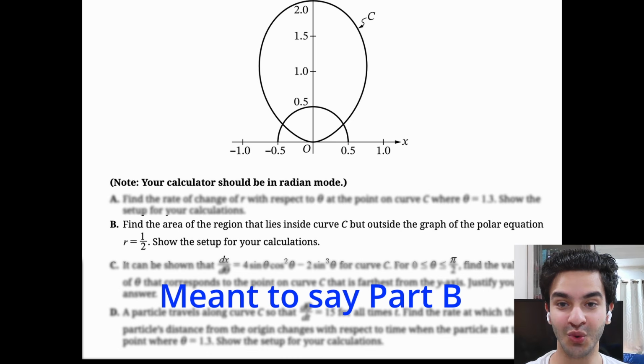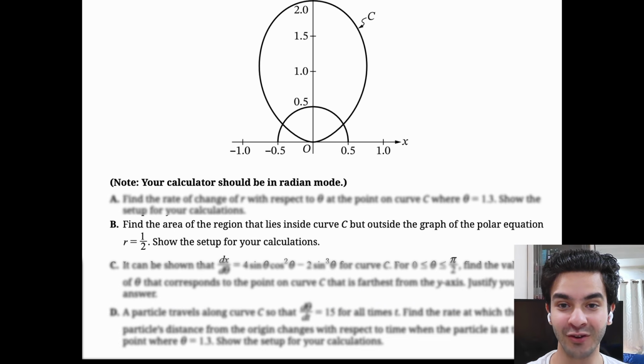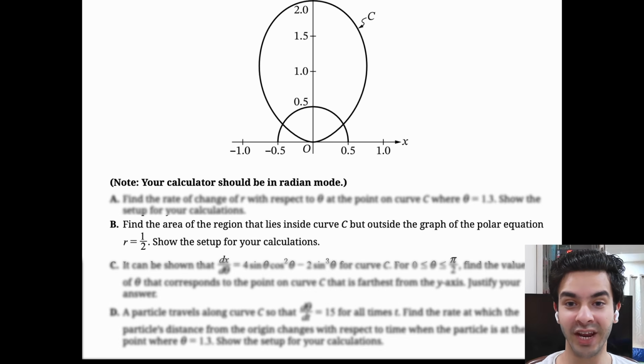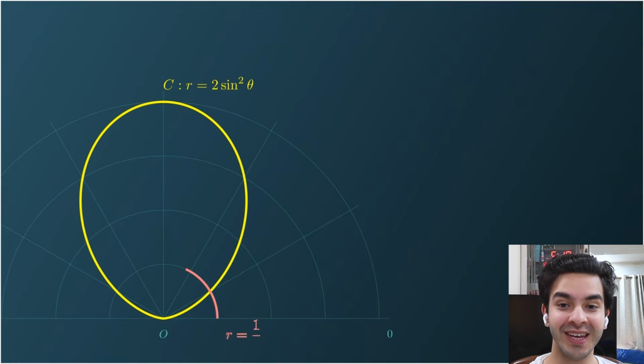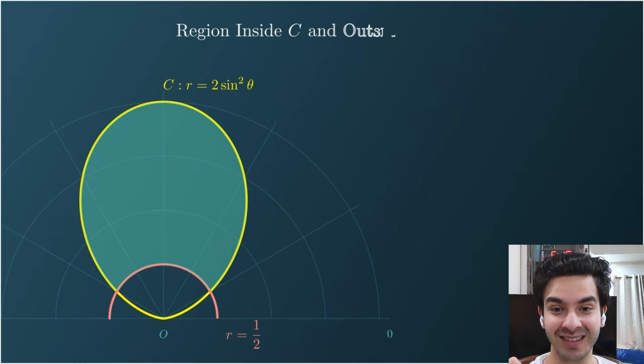Okay, so part B, it says find the area under the curve C, but outside the polar equation r equals 1/2, which is the semicircle here. Whenever you're working with area under a curve or areas and functions together, the first thing that should pop up in your head is, oh, we're going to be doing integration. And yeah, so this is the region we're trying to find the area for. It is inside C, but outside the semicircle.